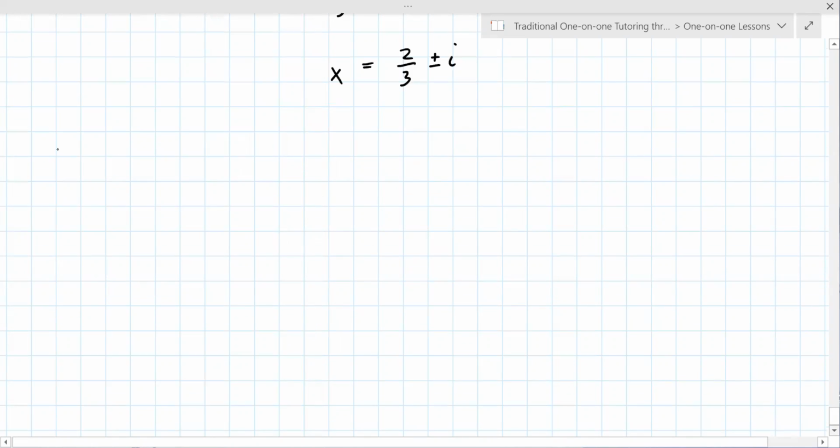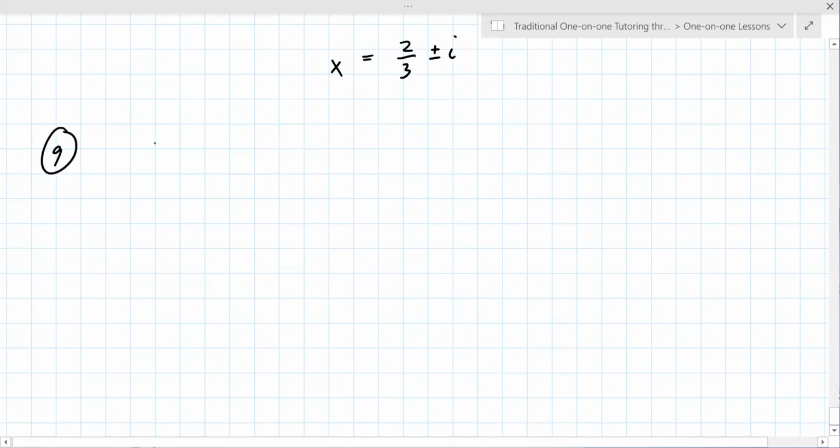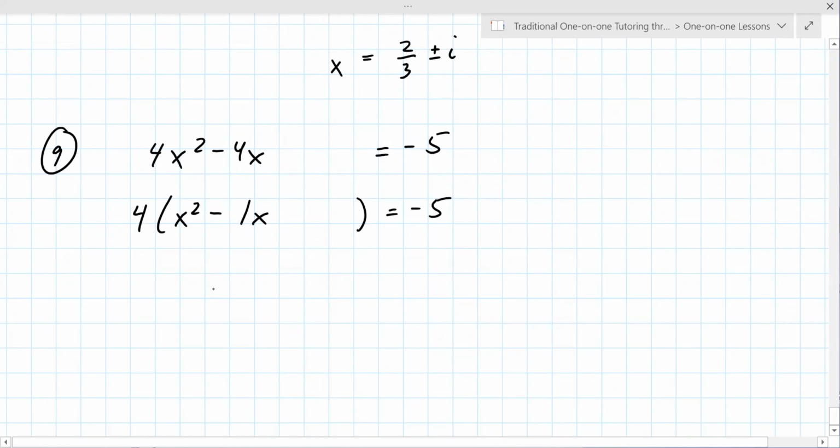Nine and 10 get a little bit better. 4x squared minus 4x equals -5. Factor the 4 out. So you get x minus 1/2 squared. Always half of this middle number becomes this one down here. Bring the 4 down. Plus 1/4.